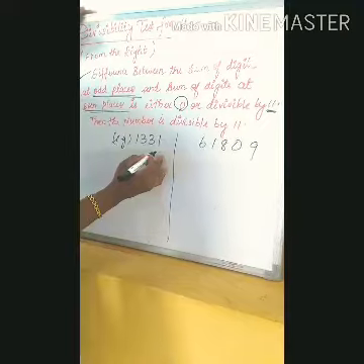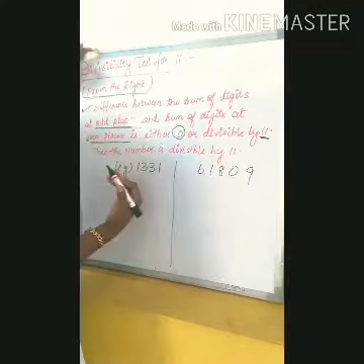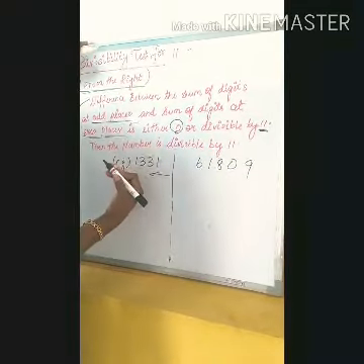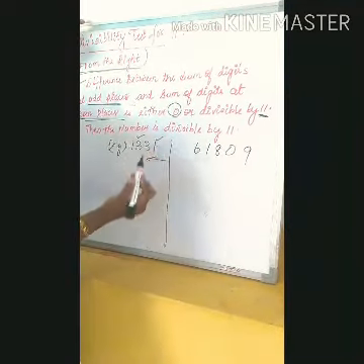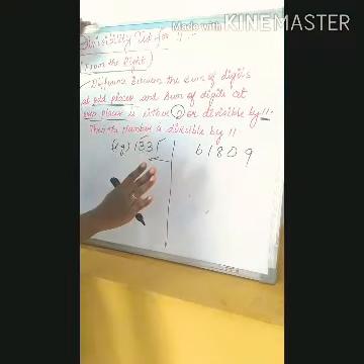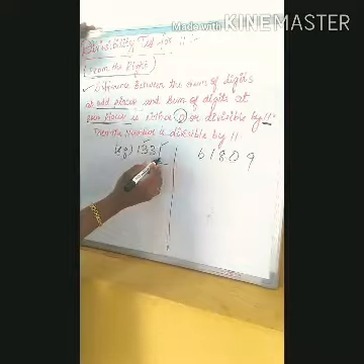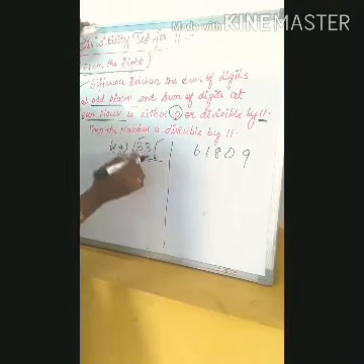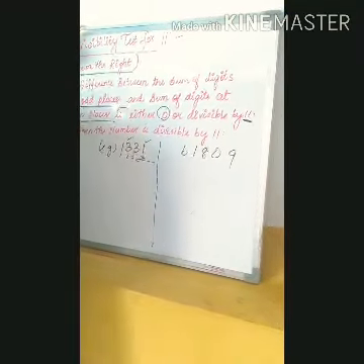See, I have taken an example of 1331. The word "from the right" denotes you should take the digits from the right hand side. Odd places means this place and this place: 1, 2, 3, 4. So totally 4 digits are there. We find the difference between the sum of digits at odd places and the sum of digits at even places.